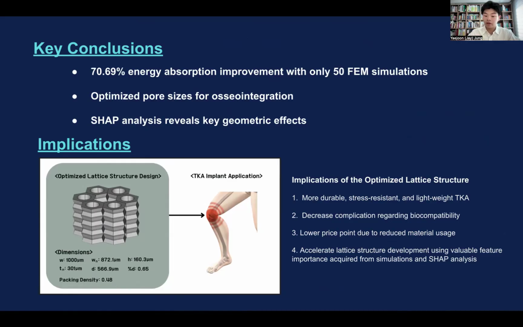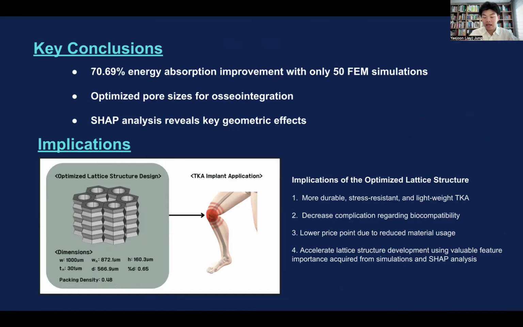Well, first, we can create a more durable, stress-resistant, and lightweight TKA. Second, we can decrease complications regarding biocompatibility due to its natural durability and causing less debris. Third is lower price point due to its porosity. Because the packing density is so low, we can naturally use less resources to create this implant, making this more affordable to people all across various socioeconomic ranges.